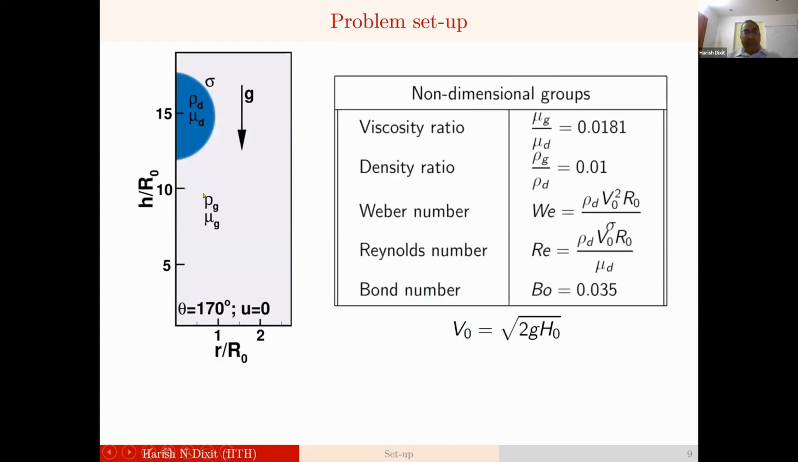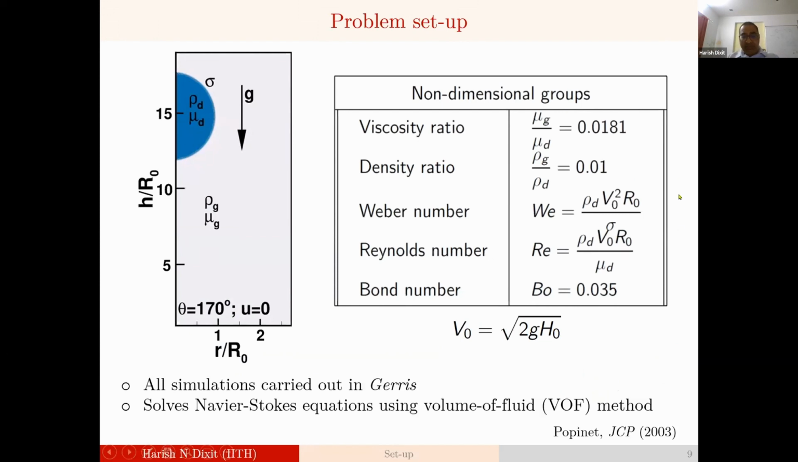Okay, so the setup is as follows. We have an axisymmetric droplet, which is released from a certain height, and we fix the viscosity. All these parameters are fixed such that it's an air-water system so that we can directly compare our simulations with experiments. We have done a few experiments, but I'm only going to show one video from our experiment.